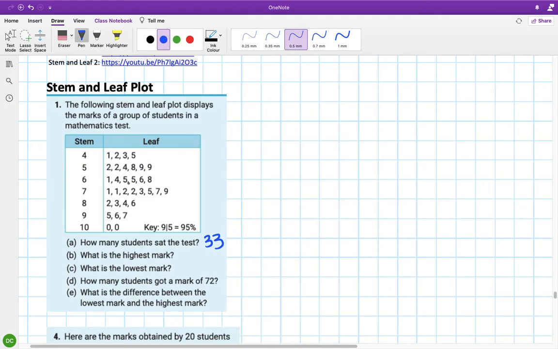Highest mark. Now, because you know how stem and leaf plots are formed and they're all in numerical order, the highest mark is this one, okay? Which is a 0 in the leaf with a 10 in the stem. So that's 100%.